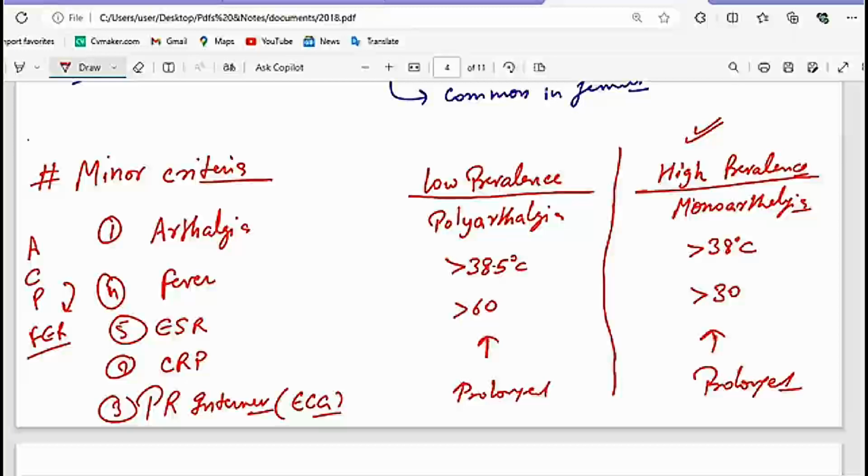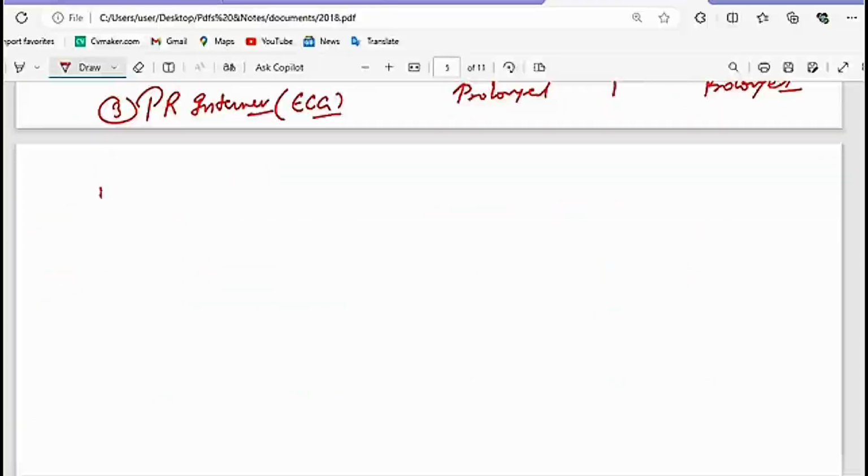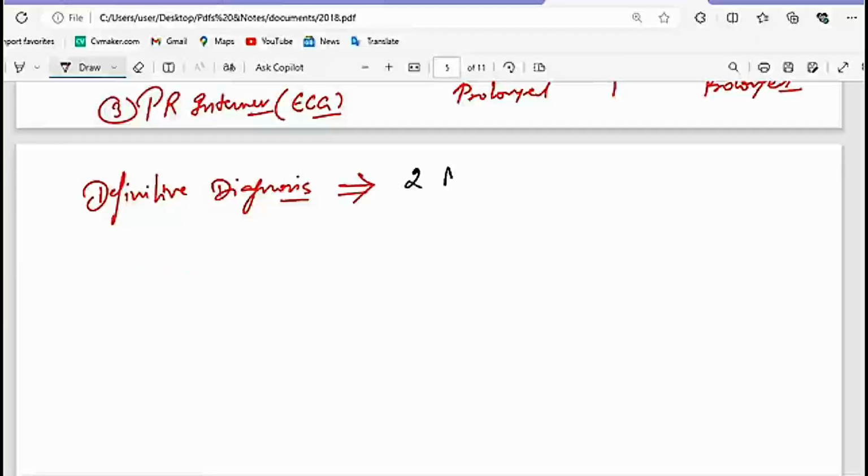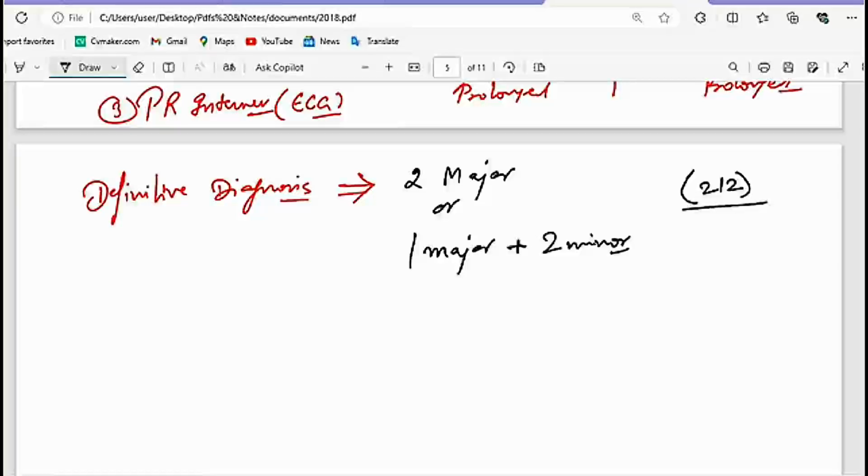How will you make the diagnosis? Remember that the definitive diagnosis is made with the help of the Jones criteria. In the Jones criteria, we take two major criteria or one major plus two minor criteria. So you can remember it as 2, 1, 2.